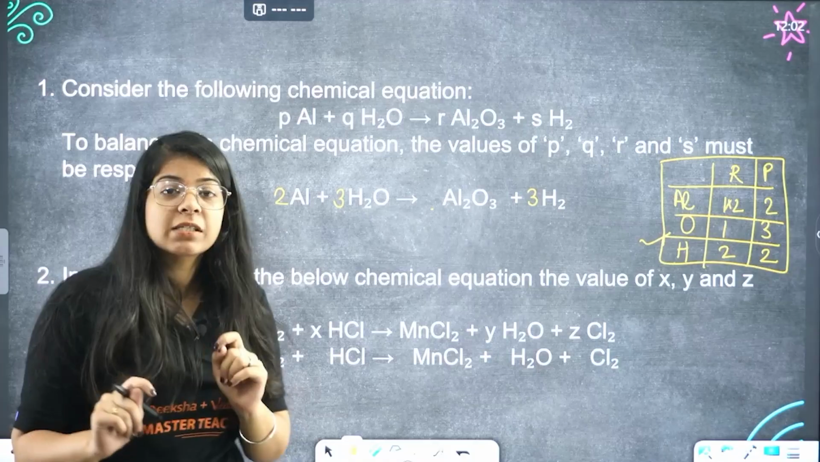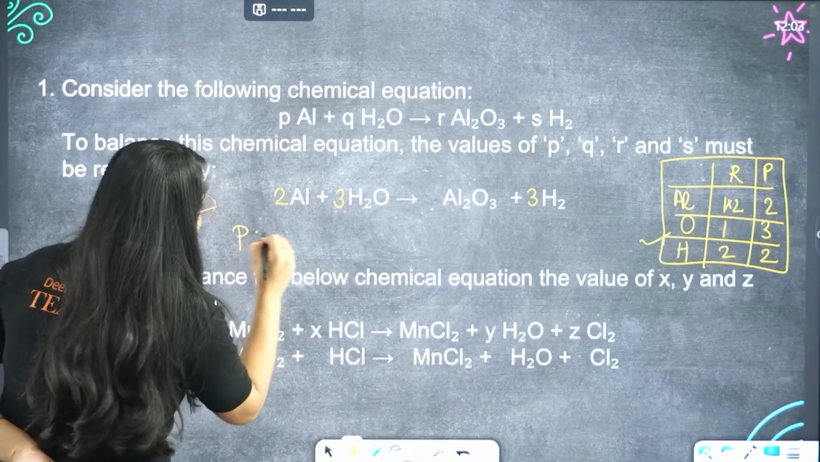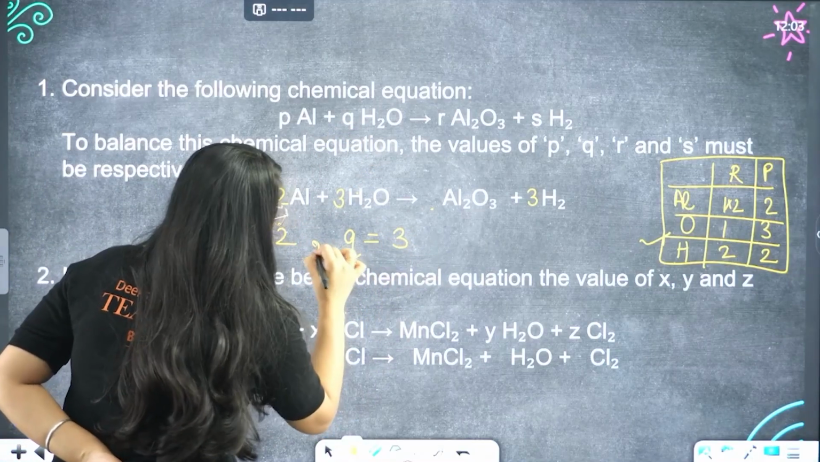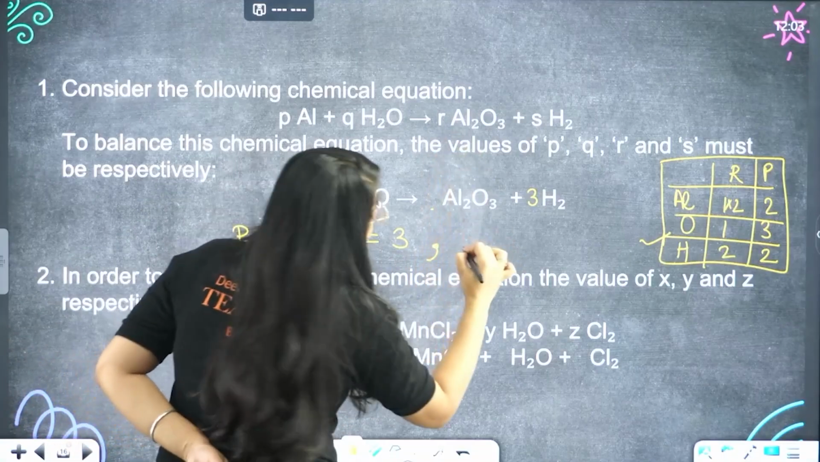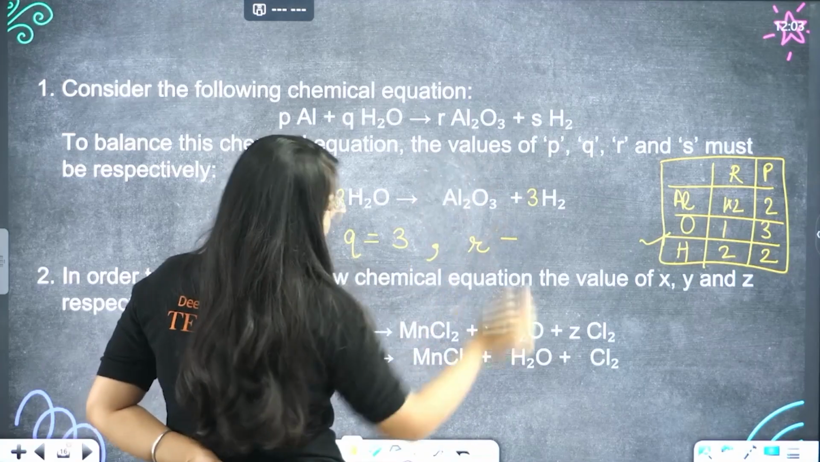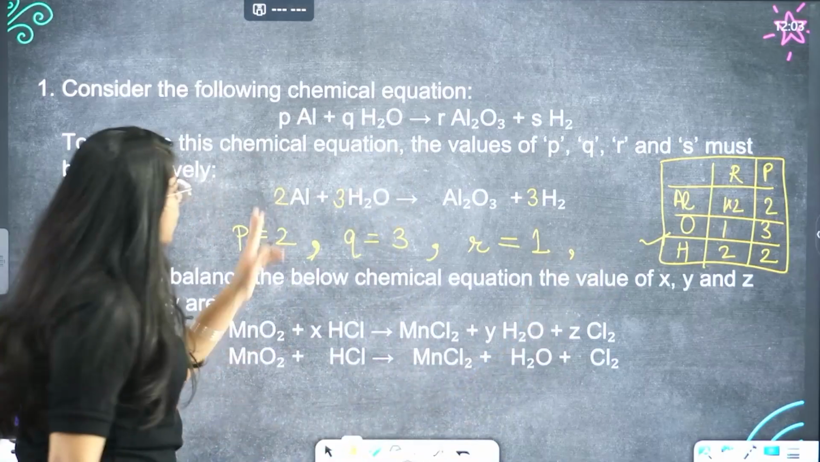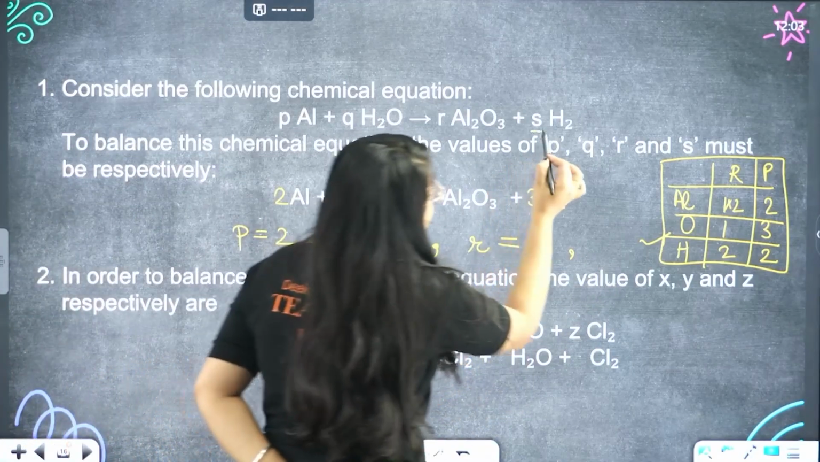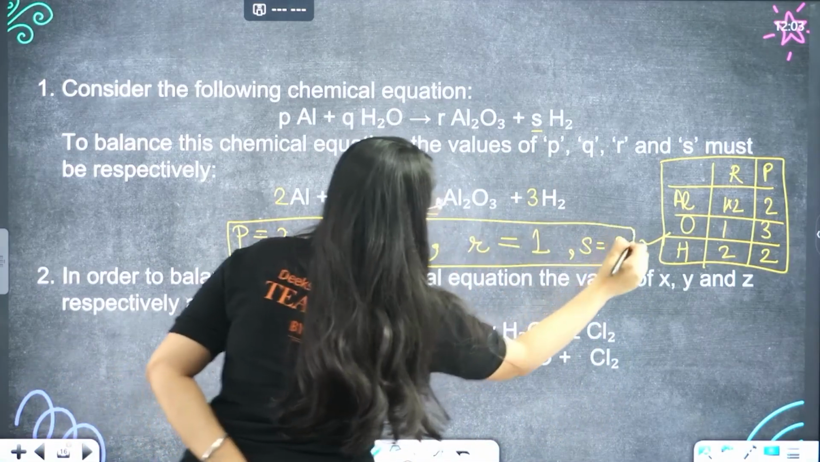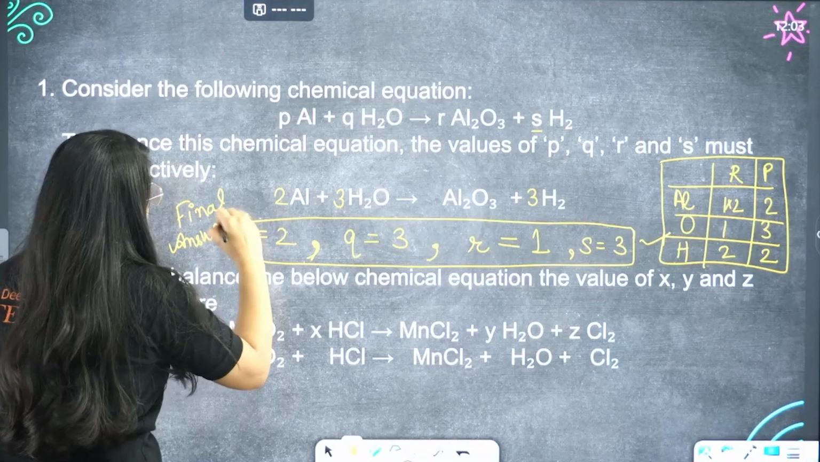Now, how do you write the answer? You cannot leave your answer till here. With aluminium, we have P. That means P equals 2. With H2O, we have Q. That means Q equals 3. With Al2O3, we have R, and in here we don't have anything with Al2O3, so R is simply 1, because these are already balanced. And S with hydrogen, S is 3. So this, my friend, is your final answer.